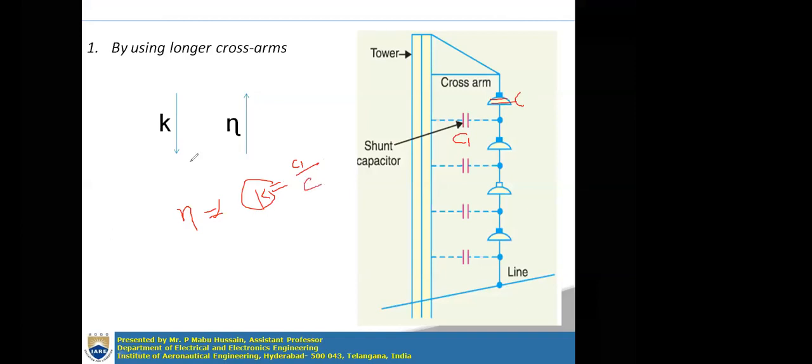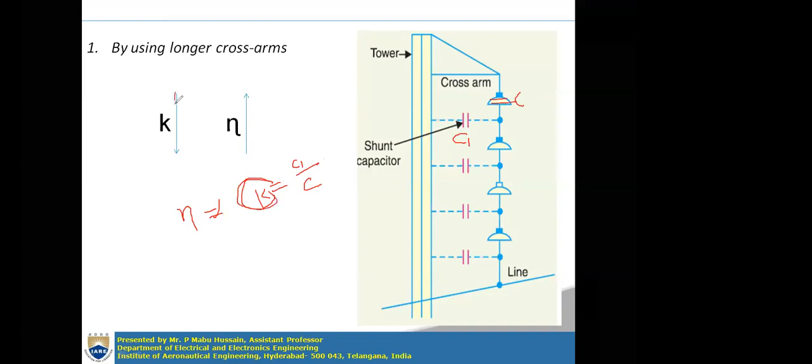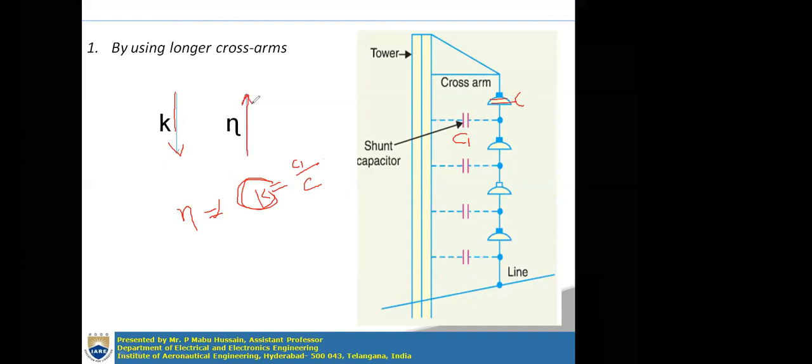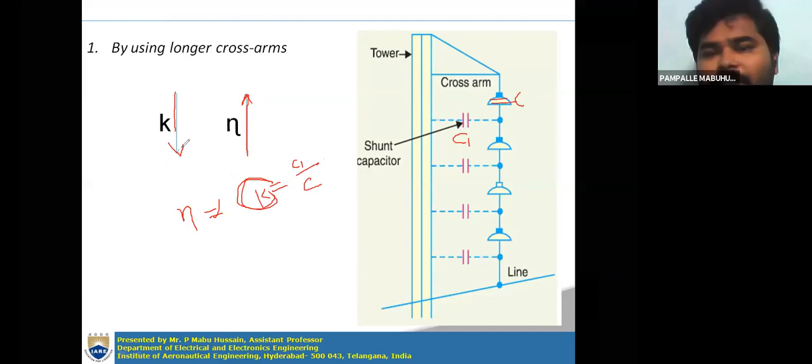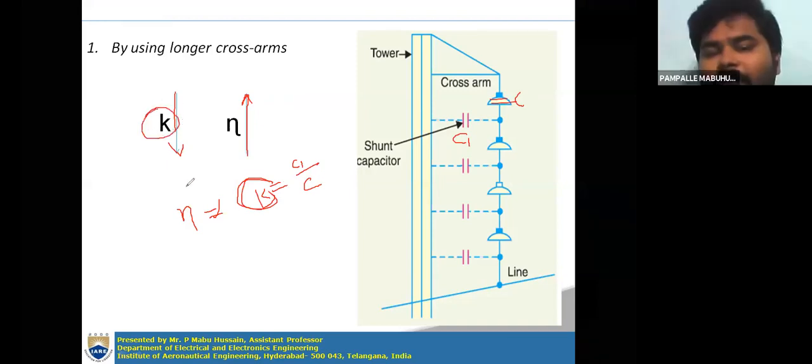Okay. Now if this K value is minimum, if it decreases, then the string efficiency will increase. So if the K value decreases, then string efficiency will increase from the mathematical expression. Okay, so now how can you decrease this K value?